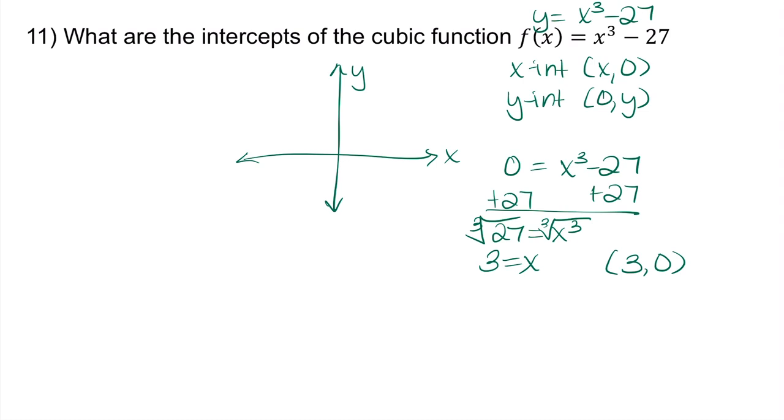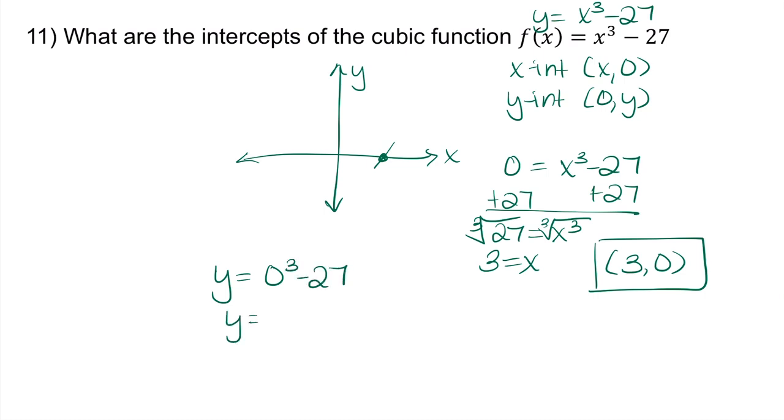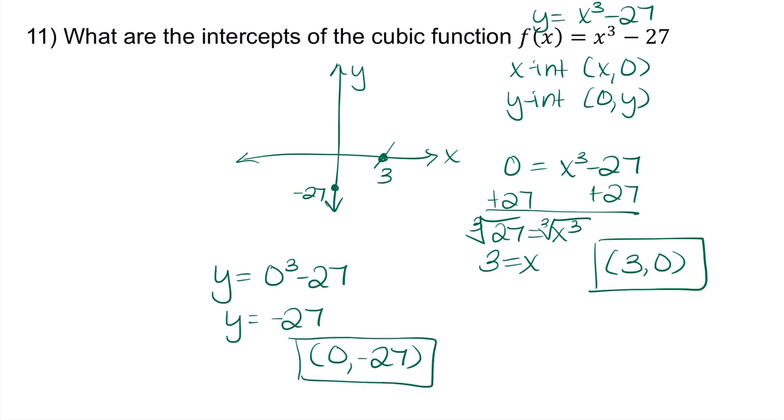And you can see that when you look at the graph in Desmos, you'll see that it actually crosses at (3, 0). Also, for the y-intercept, you can go ahead and plug in 0 for x. So you'll get y equals 0^3 - 27. So that just means y equals -27. So that means your y-intercept is going to be (0, -27). And if you scroll in Desmos, you'll see that it crosses down here at -27. Okay, so this will be at 3 and this will be -27. But I just wanted to show you also how you can do this algebraically.